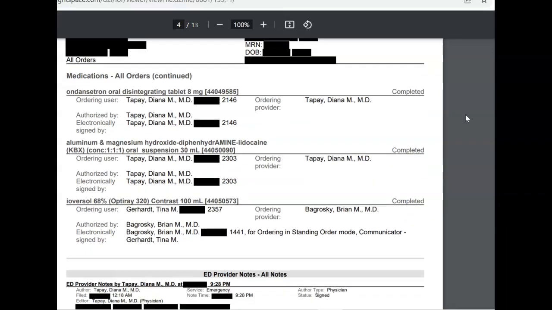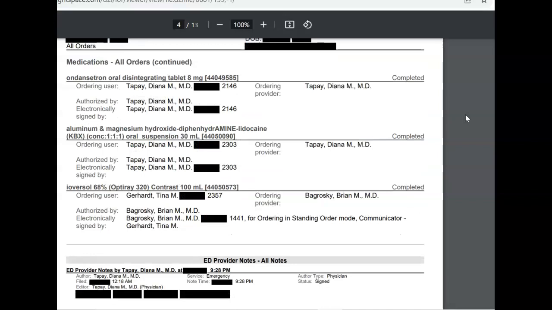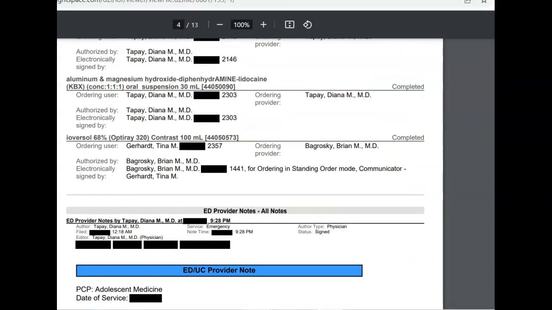Okay, so medications, let's look at that. We have ibuprofen. We have ondansetron oral disintegrating tablet. That is for nausea, vomiting. This is the contrast here.